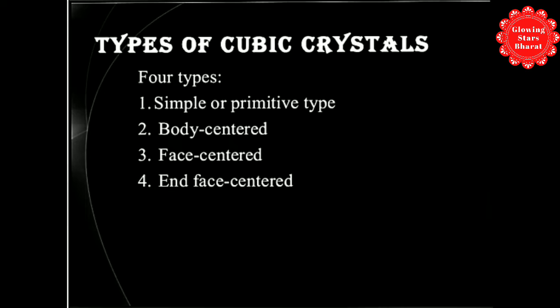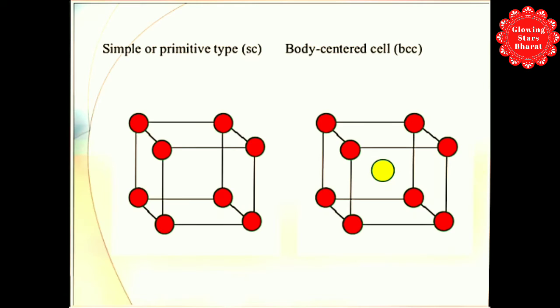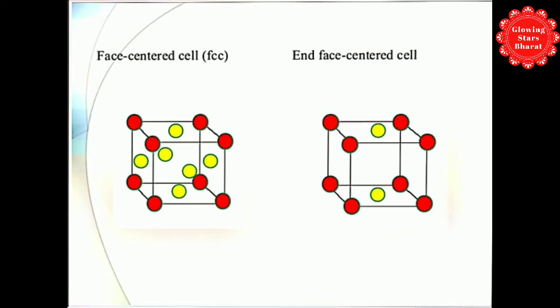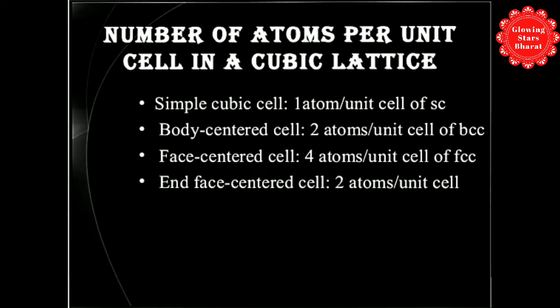Number of atoms per unit cell in a cubic lattice. Simple cubic cell: 1 atom per unit cell of solid crystal. Body centered cell: 2 atoms per unit cell of BCC. Face centered cell: 4 atoms per unit cell of face centered cell.